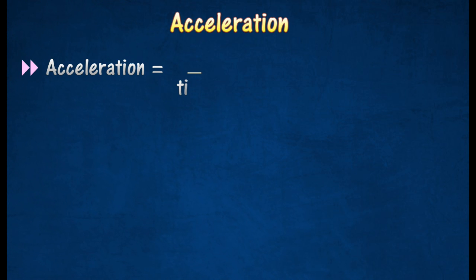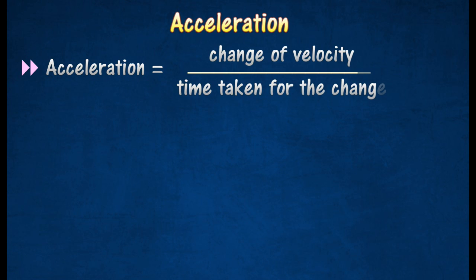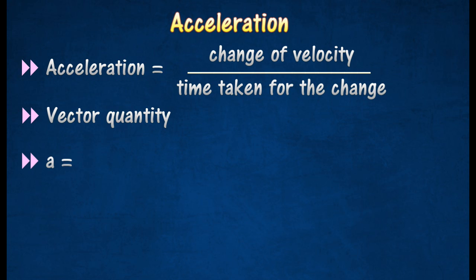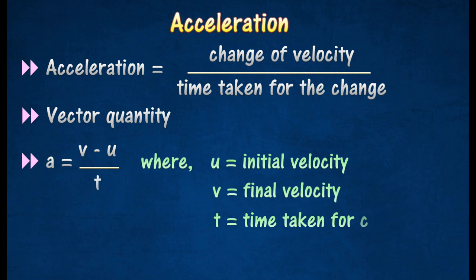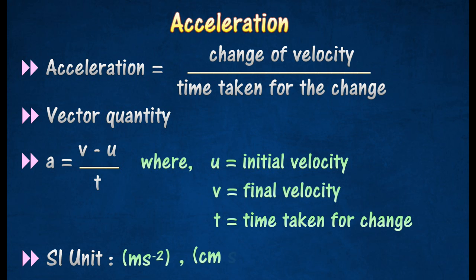Acceleration is defined as the rate of change of velocity with time. Acceleration is thus a vector quantity. Acceleration, A, can be determined using the formula. U represents the initial velocity, V, the final velocity, and T represents time taken for the change. The acceleration of an object is measured in meters per second per second. Acceleration can also be measured in centimeters per second per second.